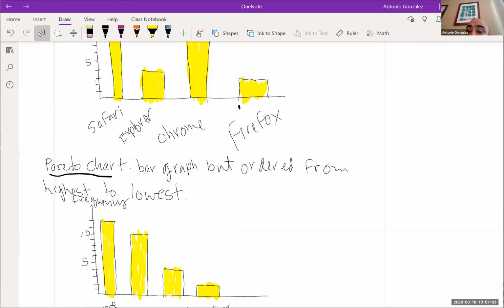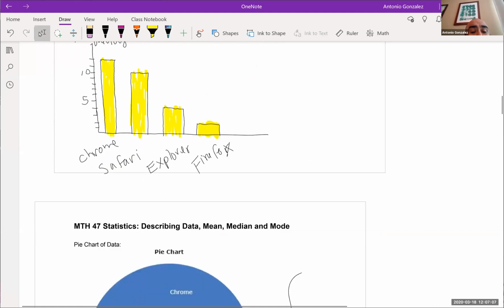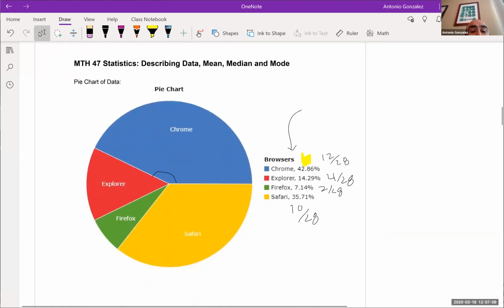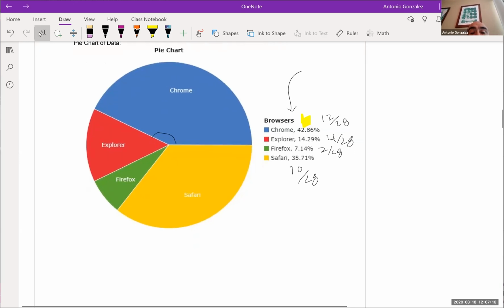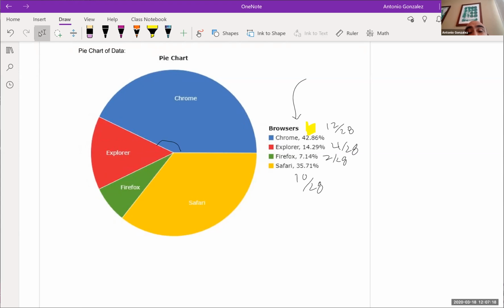We also looked at a different type of visual representation, which was a pie chart. This was broken down into percentages of the data. In this case, Chrome was 12 out of 28, so that's where that 42.86% came from, and that's represented there in our pie.